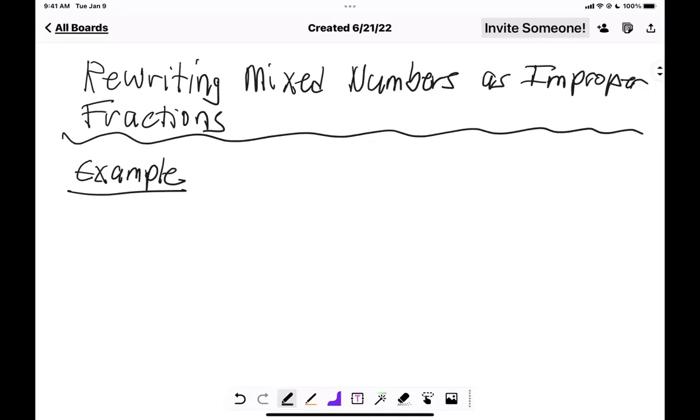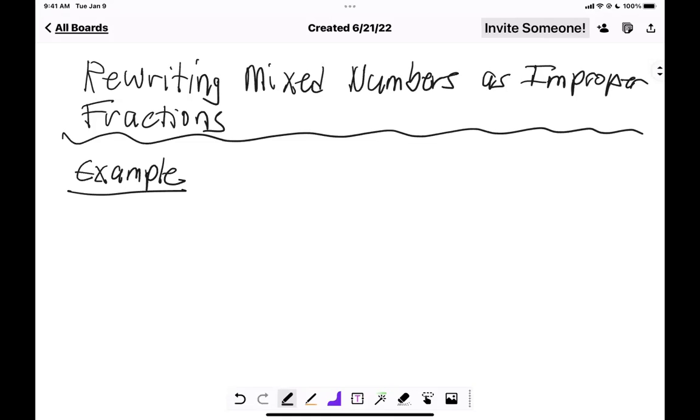So as you're writing, just let me talk for a second. When you have a mixed number, you can make it an improper fraction. And when you have an improper fraction, you can also make it a mixed number. You can go back and forth. And there's lots of reasons why you want to go back and forth as we go through different kinds of problems. So we just need to practice how to do that.